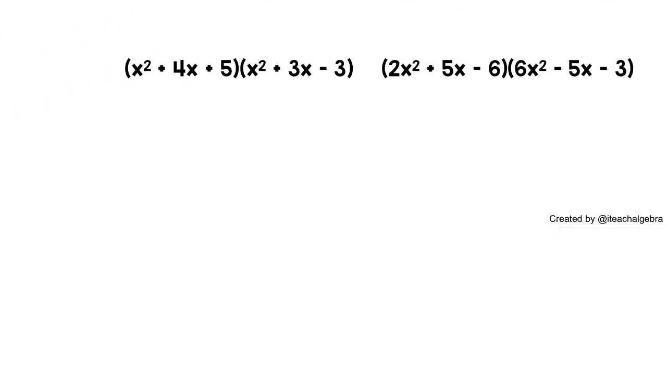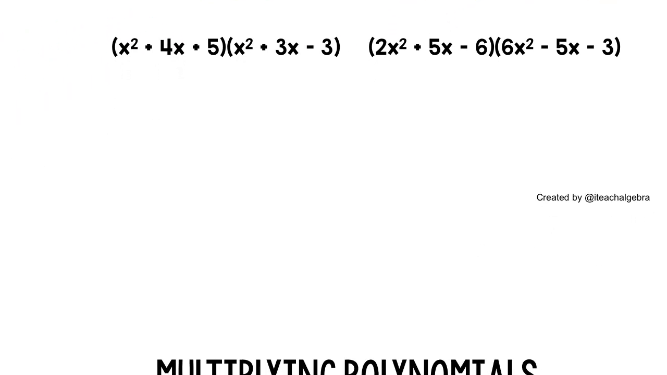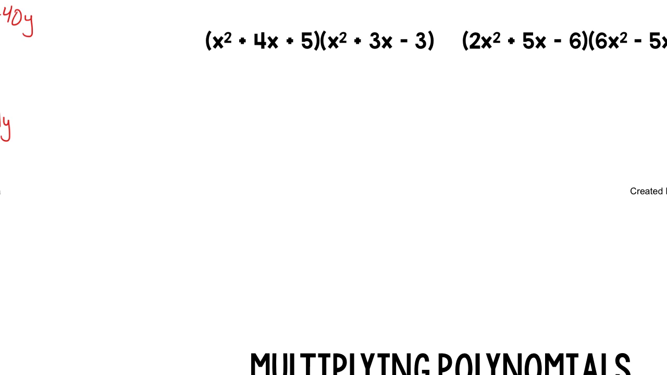All right, try these next two all on your own. All right, we can do it. I'm going to scoot this paper over and give myself plenty of space. X squared times x squared is x to the fourth. X squared times 3x is plus 3x to the third, minus 3x squared.